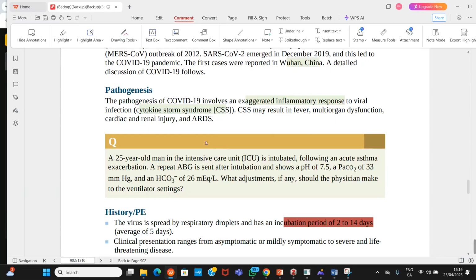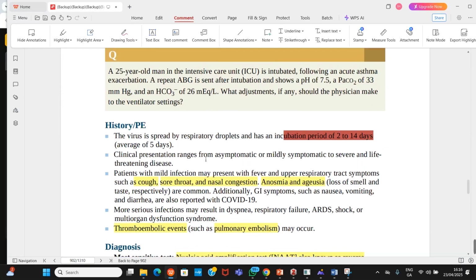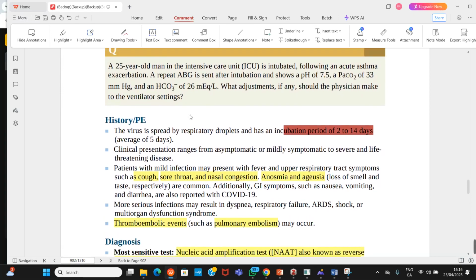So moving on to COVID-19. COVID-19 is very simple. We know it's from Wuhan, China, responsible for the pandemic. One thing about COVID-19 is that it triggers a very exaggerated inflammatory response. That is it. This can be associated with a lot of thromboembolism too, because of the inflammatory processes. So they have fever, multi-organ problems, ARDS, and the likes.